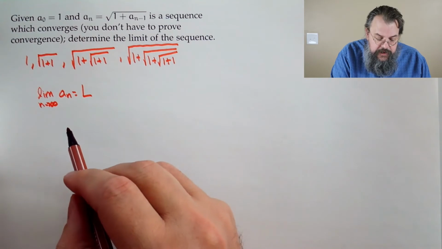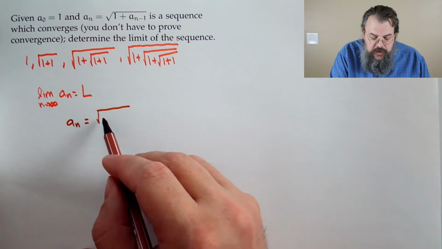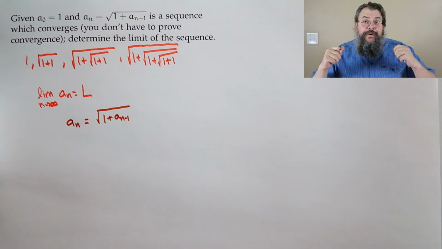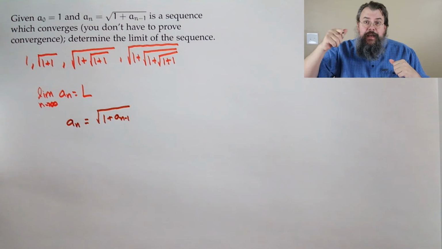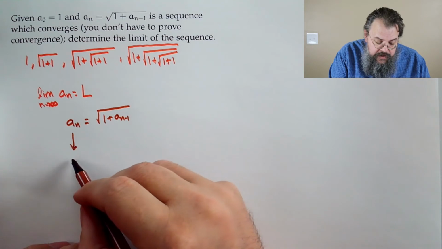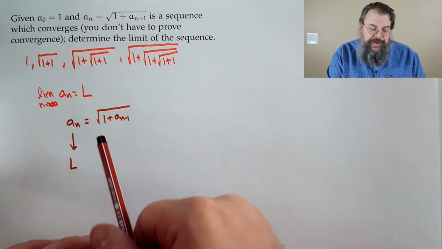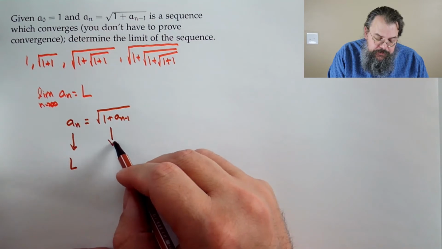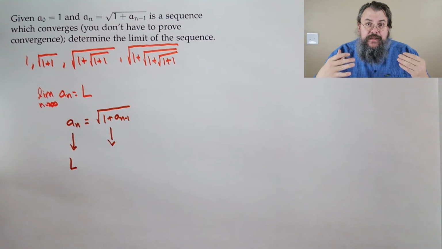Okay, what do we do? Well, let's think of our two sides. So a sub n is the square root of 1 plus a sub n minus 1. Now, let's take the limit of both sides. So we'll start with the a sub n. What does that go to? Well, this is going towards L. How do I know that? Because it says it right here. Limit as n goes to infinity of a sub n is L. What is this side going to? Well, the square root, it's a continuous function, so you can pass the limit in.